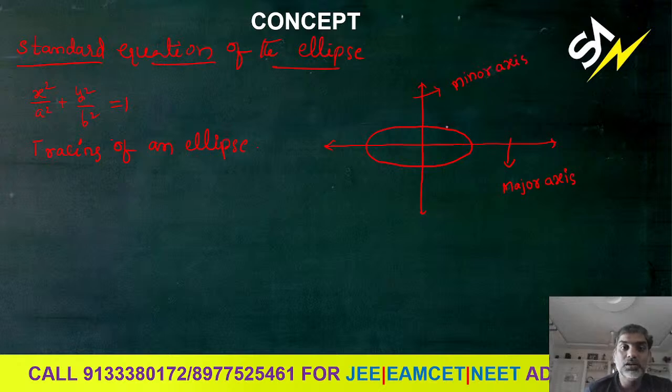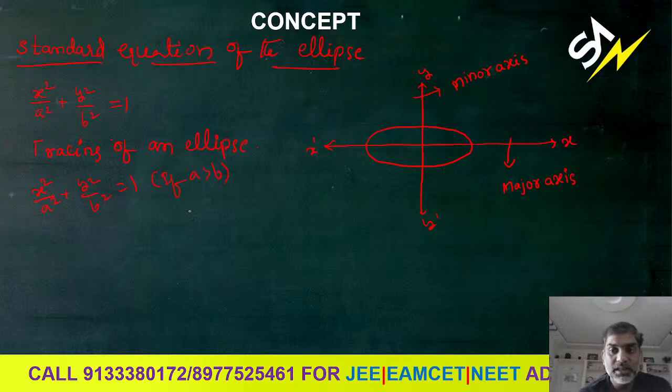And we can get a doubt: how do we know this y-axis is the minor axis, and how do we know this x-axis is the major axis? That depends upon the relation between a and b. In x square over a square plus y square over b square equal to 1, when a is greater than b, then we call the x-axis the major axis and the y-axis the minor axis, right?